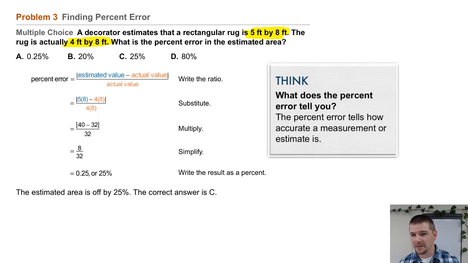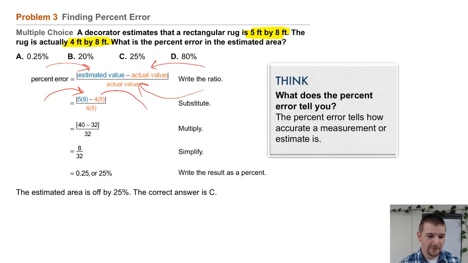So we're not actually given the areas. We're given the lengths and the widths of these rectangular rugs, the estimated size and the actual size. So we're going to need to find the area and then use our formula to find the percent error. So remember, percent error will be estimated value minus actual value all over actual value. To find the area of a 5 by 8 rectangle, we multiply 5 times 8. And of a 4 by 8 rectangle, 4 times 8. And of course that actual value of 4 times 8 goes in the denominator.